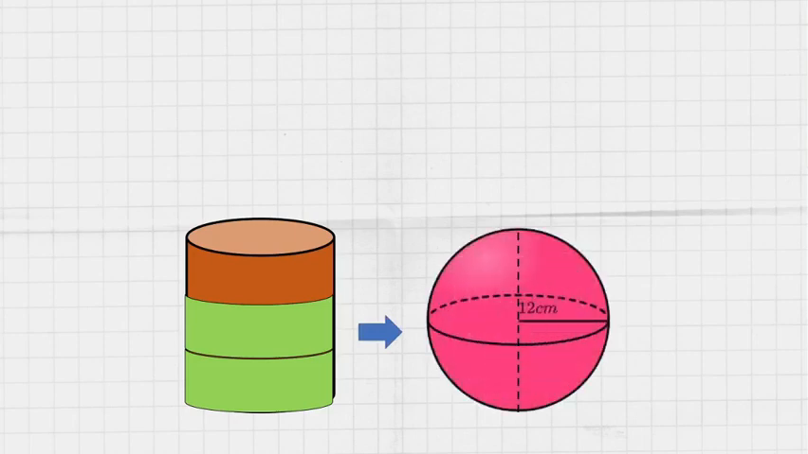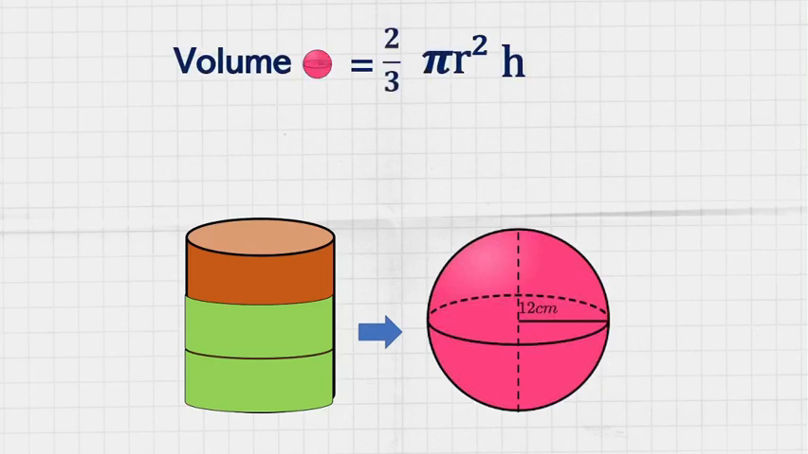Therefore, based on the experiment, we can say that 2/3 of the cylinder is equal to the volume of a sphere. Therefore, we can say that the volume of the sphere is equal to 2/3 of the volume of the cylinder. Here, the height of the sphere is equal to twice the radius. So we write it as 2r, or 2 times r.